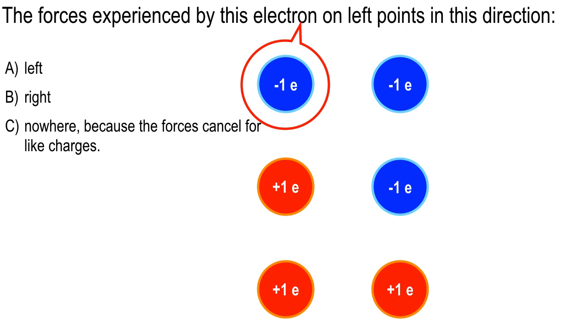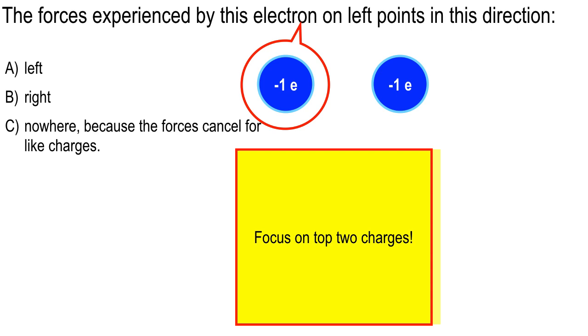All right, question number one. The force experienced by this electron on the left points in which direction? So now, forget about these two pairs down here. Focus on the two top charges. What direction is the force on this one? Left, right, or nowhere? Okay, 15 seconds. Ten, nine, eight, seven, six, five, four, three, two, one, zero.